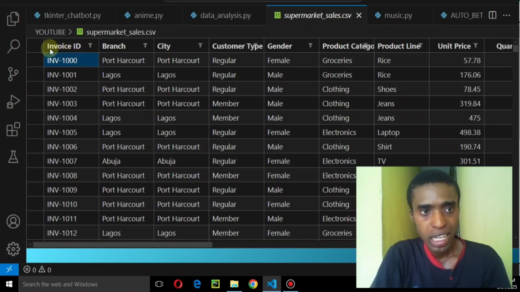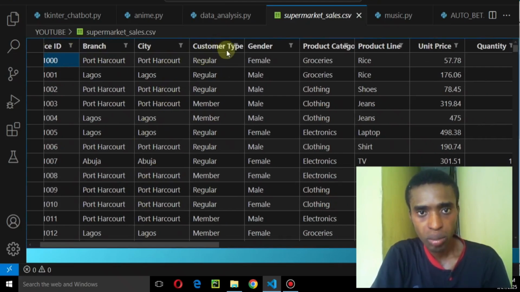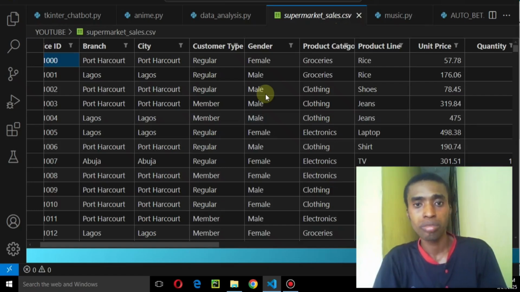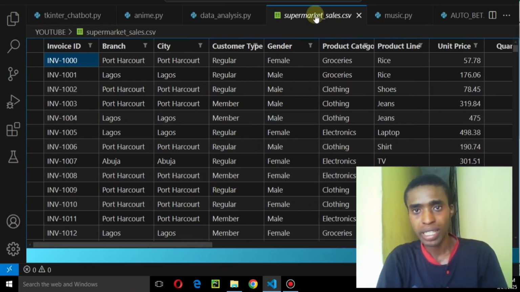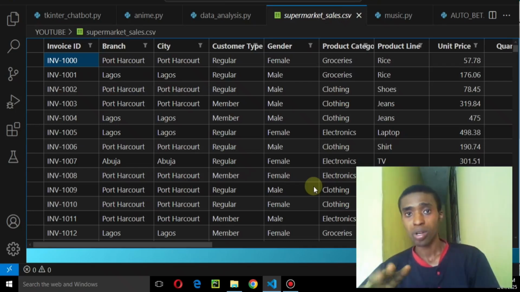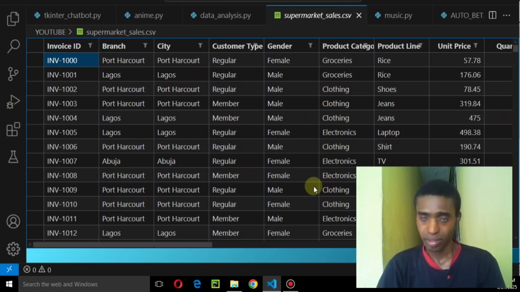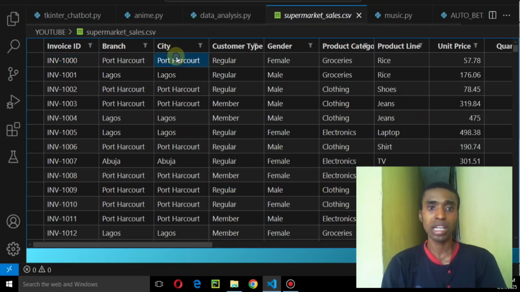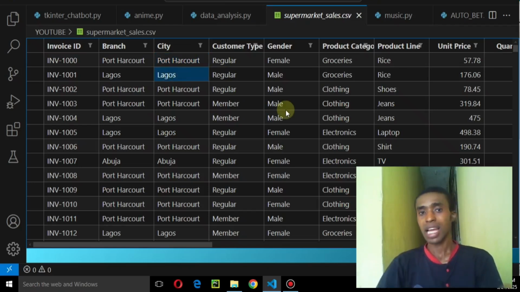We have something called invoice ID, branch, city (Port Harcourt), customer type (regular). But before I go on to explain the other things, this data is supermarket sales data. It's the kind of data I generated using NumPy and Pandas. They are not real-life examples, but with this we can get an idea of how these things work, especially for Nigerian brothers. By the time you see Port Harcourt and Lagos, it should be easy for you to understand and get familiar with it.